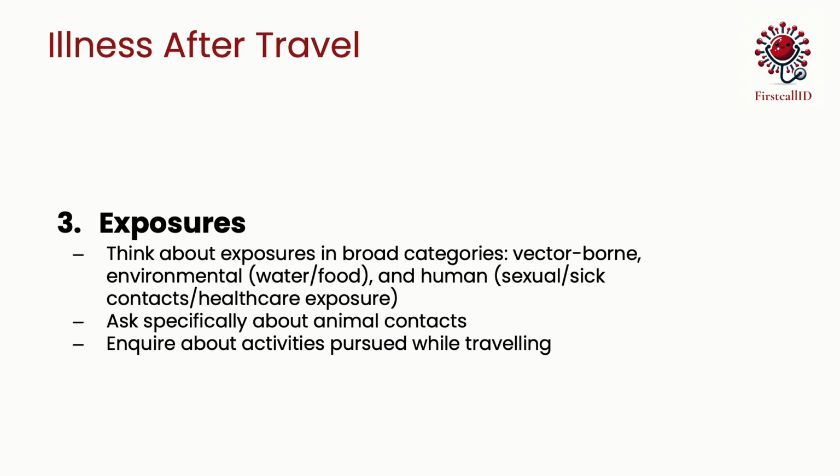We'll take detailed exposure histories, putting them into big categories. So vector-borne exposures, so animals and insects, environmental exposures, water, both in terms of what do they drink, what are they exposed to, and food intake. I often say everyone will drink a little bit of the water and eat some local food, but you do want to get a sense of how extensive their exposures were. And often ask, what was the most exotic thing you've eaten, or what were some exotic things you might have experienced? We'll also ask about human exposures, so sexual encounters, any sick contacts, and healthcare exposures.